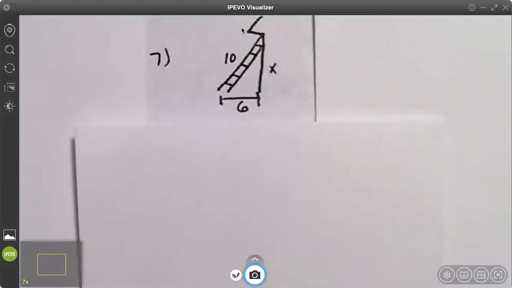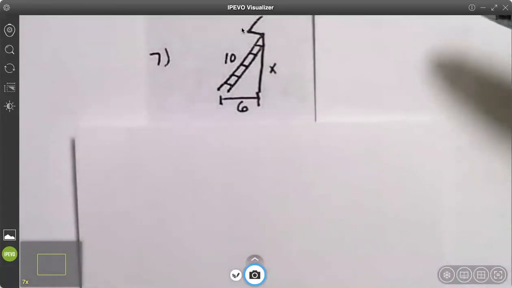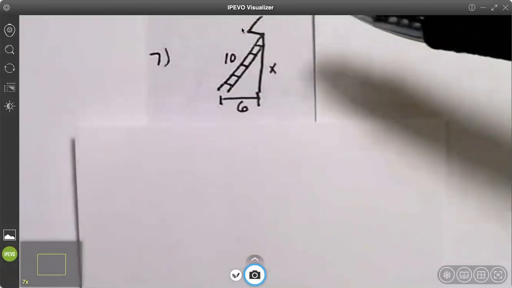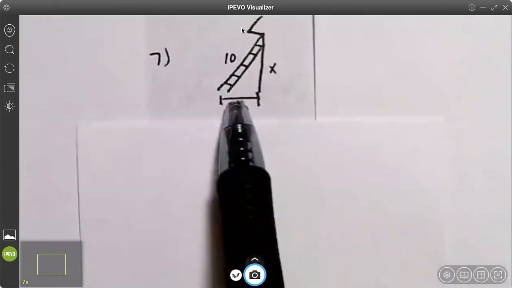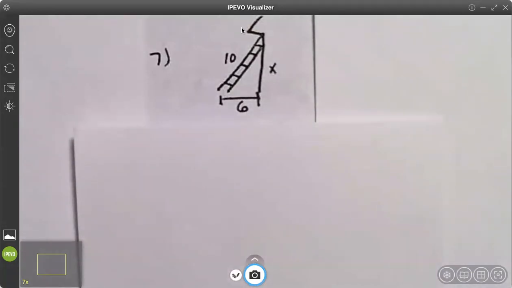Here's my picture. The top of a 10-foot ladder, so there's my 10-foot ladder, is placed against the wall so that it reaches the top of the wall. The bottom of the ladder is 6 feet away from the wall. And I'm measuring how high the wall is. Go ahead and try to find how high the wall is.